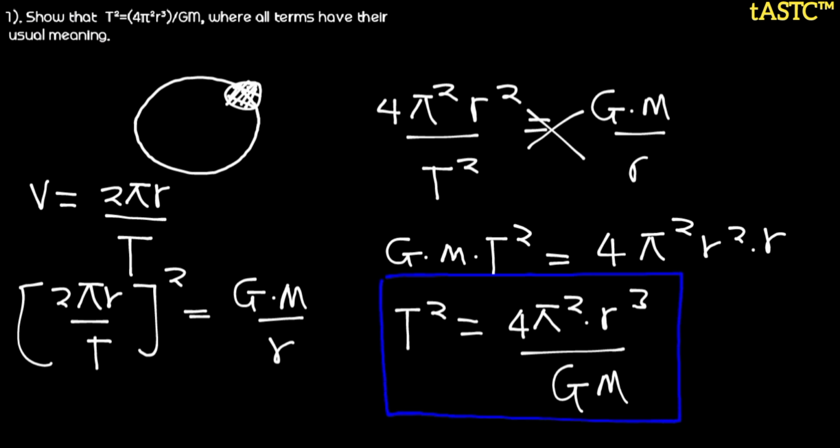This is how to derive the period of rotation of the Earth around the Sun, or any planetary body around another planetary body. In the case of the Moon around the Earth, that also works. So this is the answer to the first question.